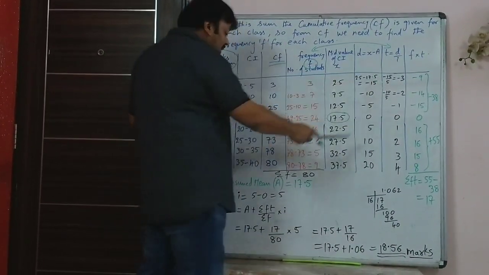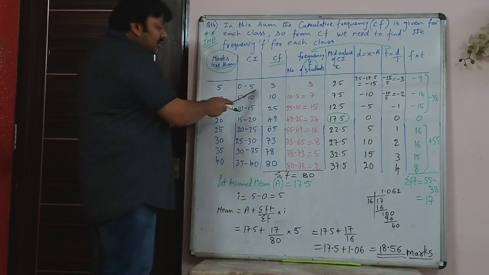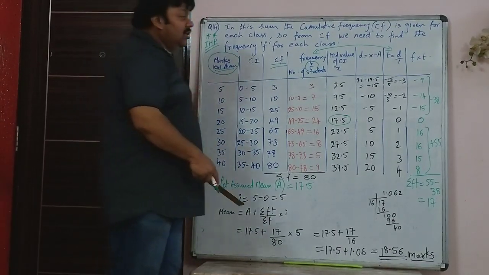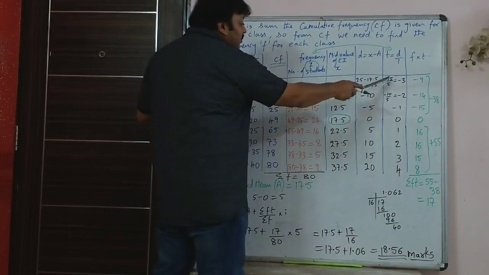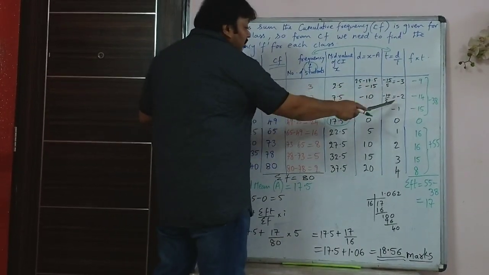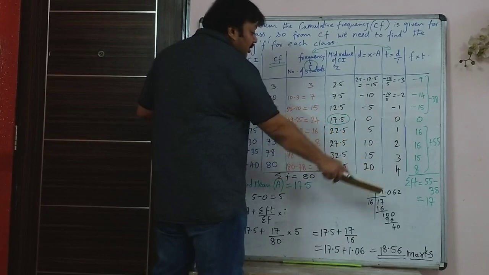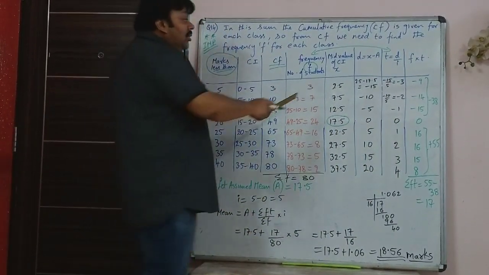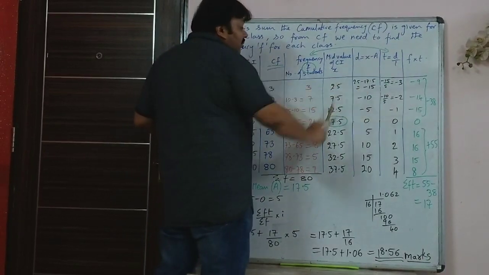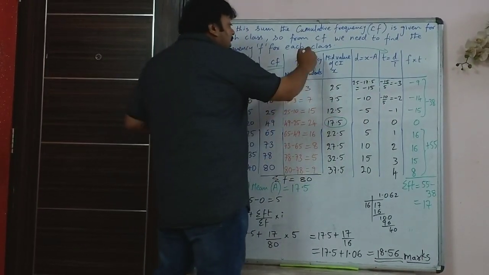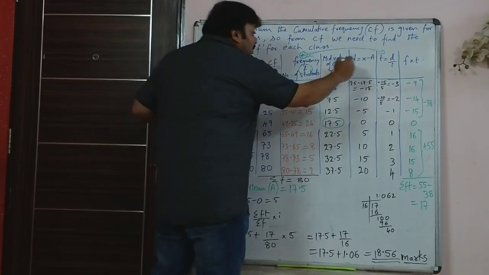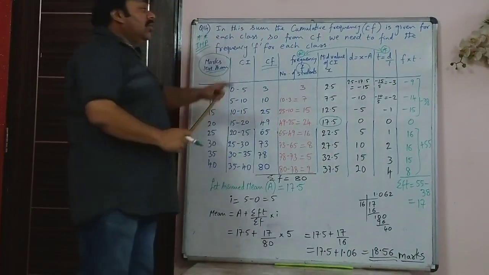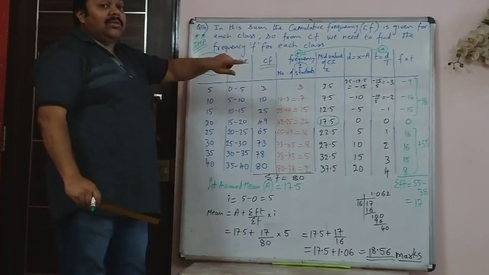So we have to divide it by the class size. What is the class size? Every class size is 5 in this case. So minus 15 by 5 is minus 3, then minus 2, minus 1, 0, 1, 2, 3, 4. Then be careful, you are not multiplying these two columns and writing something there. You are multiplying frequency with t. It is f into t. So make sure that the correct columns are multiplied.